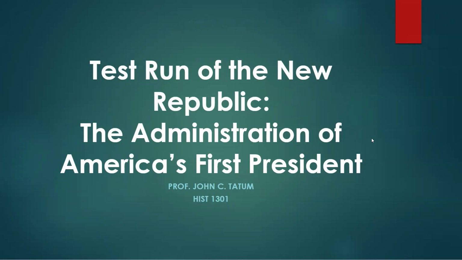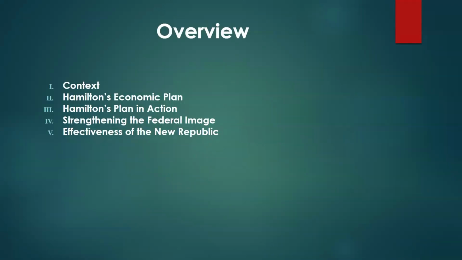Here we will be looking at the administration of America's first president of this new republic. We are now going to see the new republic created by the U.S. Constitution in action. We'll look at a little bit of context as usual, then we'll look into Hamilton's economic plan, and we'll check out his plan in action, see what parts of it were put into action, what parts were not. Then we'll examine the strengthening of the federal image under this new constitution, and we'll overall examine the effectiveness of this new republic created by the Constitution as well.